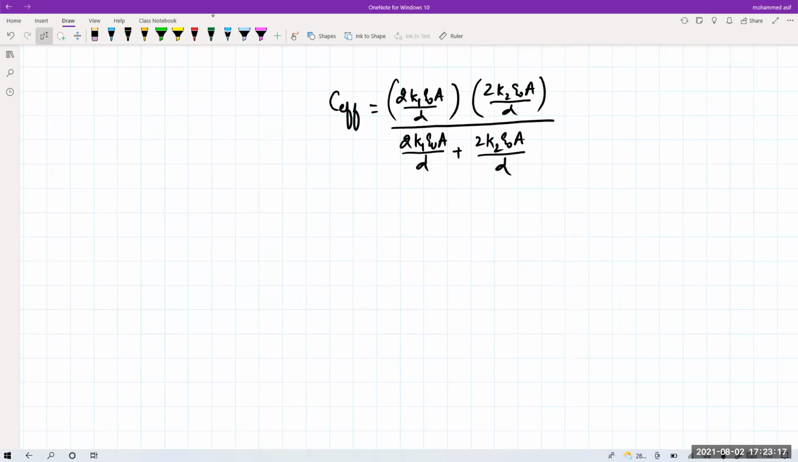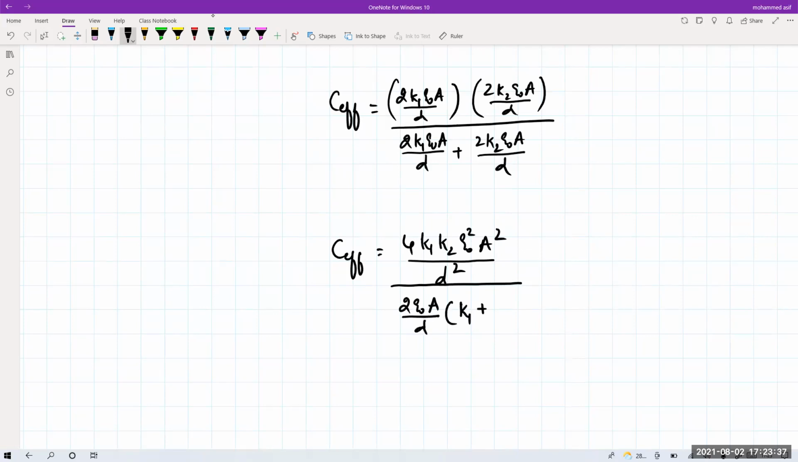So C effective will come out as how much? 2 into 2, 4. It is 4 K1 K2 epsilon naught square A square divided by D square, divided by, in this one, what can I take common? 2 is common, epsilon naught is common, A is common, D is common. This will be K1 plus K2. Anything getting cancelled, you see right now here. So 2 and 2 cancel, the squares of epsilon naught and A cancel. So ultimately I'm getting this.